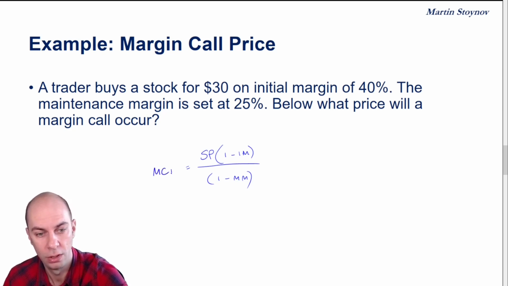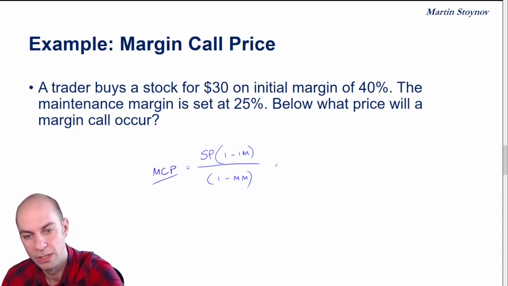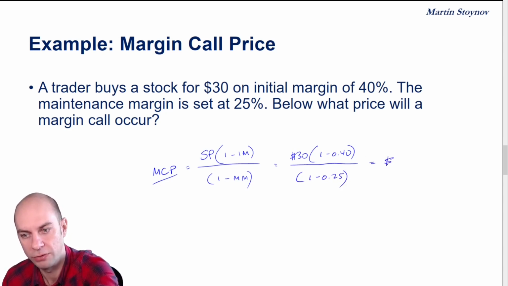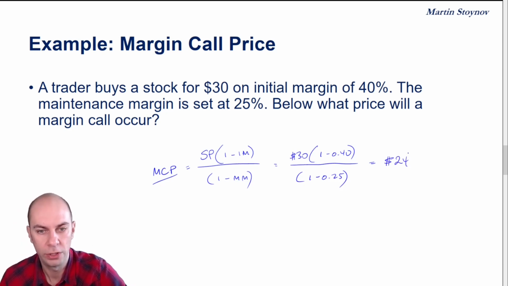Margin call price. Okay, so our share price is $30. Our initial margin is 40. Our maintenance margin is 25. And if you do this on your calculator, you're going to get that price, which is $24. So that's probably the quickest way to obtain the price at which you're going to get the margin call.